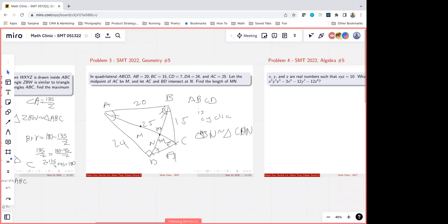And now all that remains is to find the length of BD, and then we can use similar triangles to finish off the problem. And then we can find the length of BD by noticing that the cosine of angle ABD is equal to the cosine of ACD, which is equal to 7 over 25. And then let's go down.